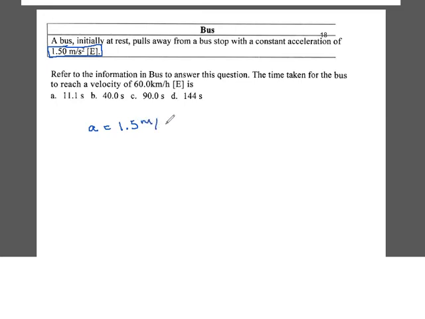1.5 meters per second squared. And they said initially at rest, which means the initial velocity was 0. And they're saying it gets to a final velocity of 60 kilometers per hour. I'm writing that like 60 kilometers per 1 hour because that unit's not going to work for us. We normally prefer to work with our distances in meters and our times in seconds, so this is going to take some manipulation.